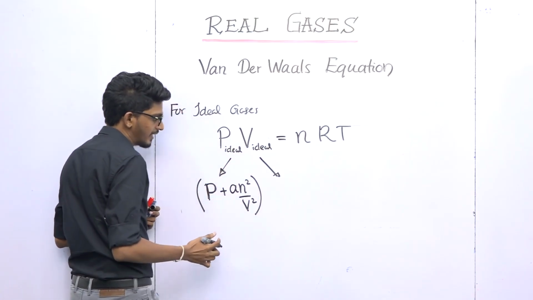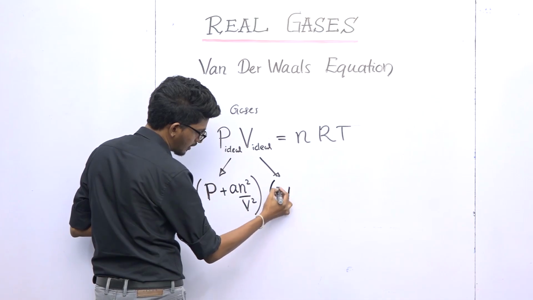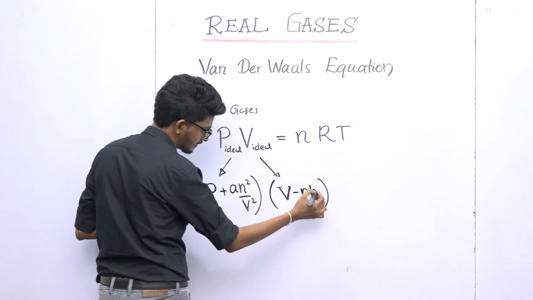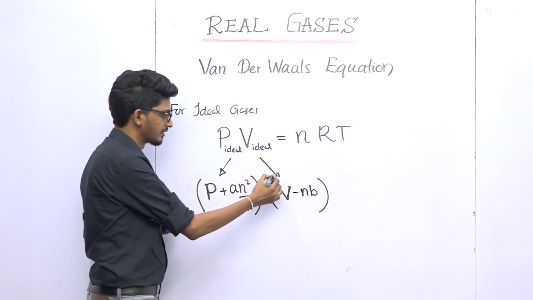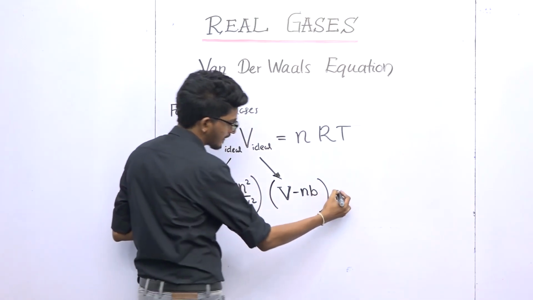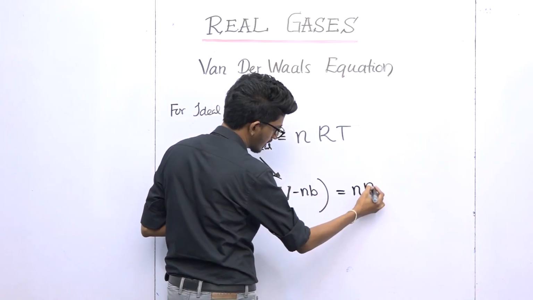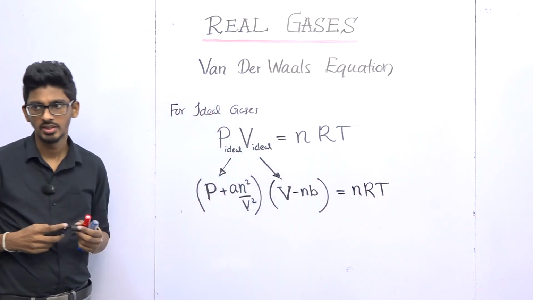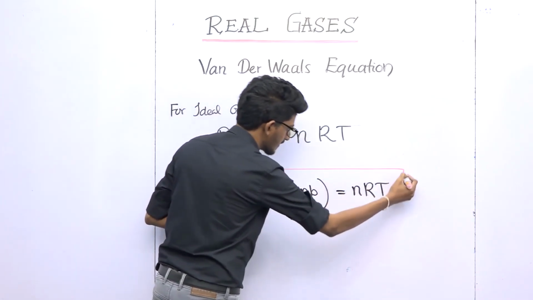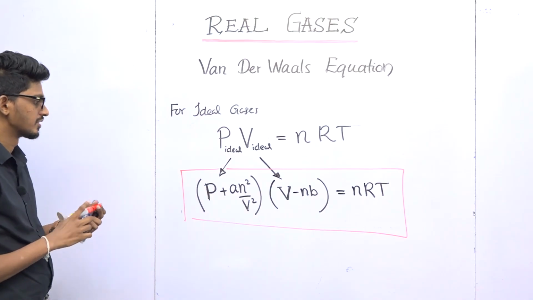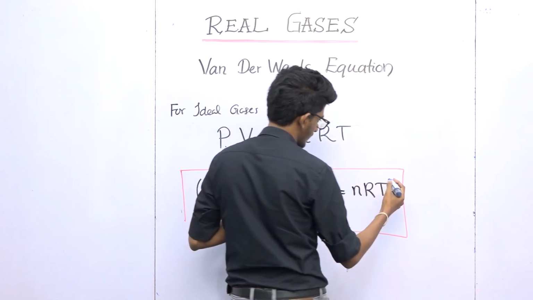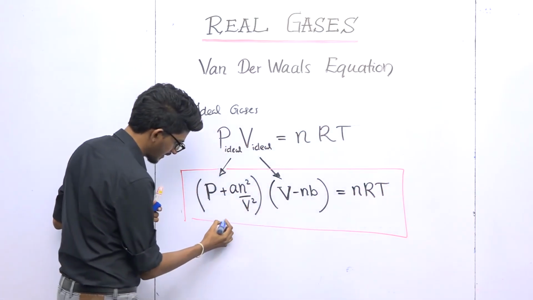And the volume of ideal is equal to the measured volume of the real gas, that means the vessel volume, minus nb. We have to deduct some value as the real gas molecules occupy some space. When those corrections have been applied, the expression will equal nRT, right? So this equation of state is referred to as the Van der Waals equation. I'll write it here.